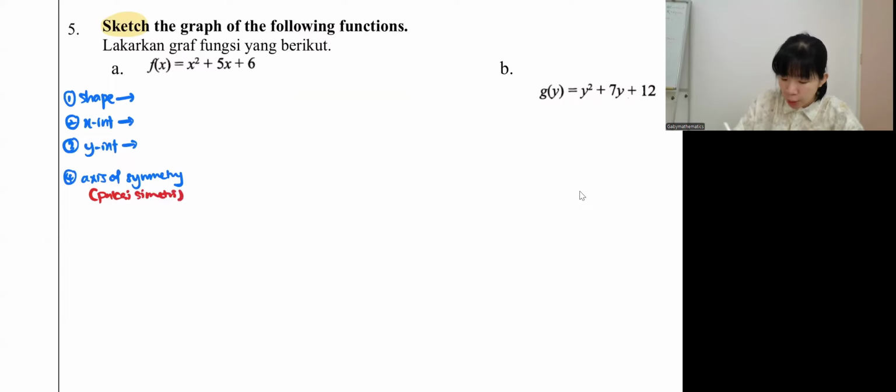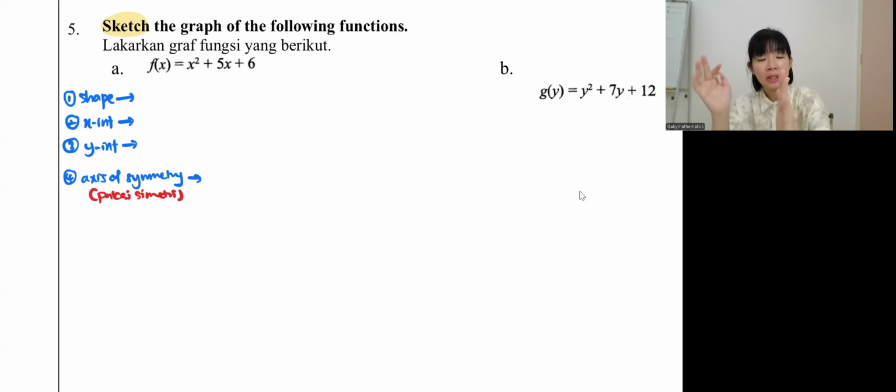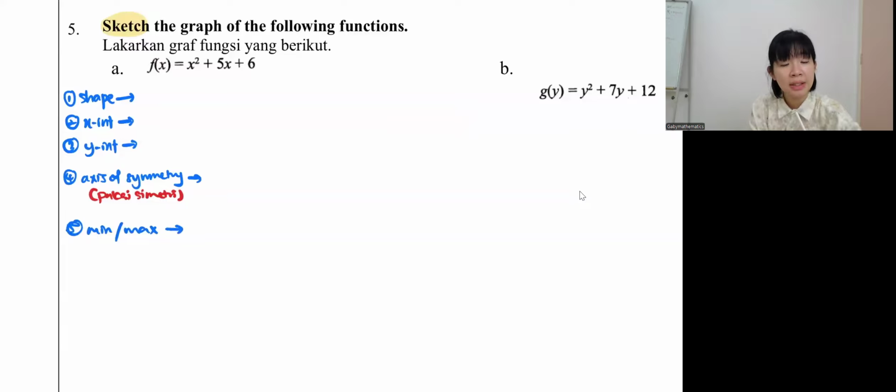Why is this important? The axis of symmetry is always in the middle of the graph. So you will know where your graph should be placed, which number is exactly in the middle. So finding the axis of symmetry is important also. Then the 5th point, you have to tell whether it is a minimum or maximum point, and then we find the coordinates.